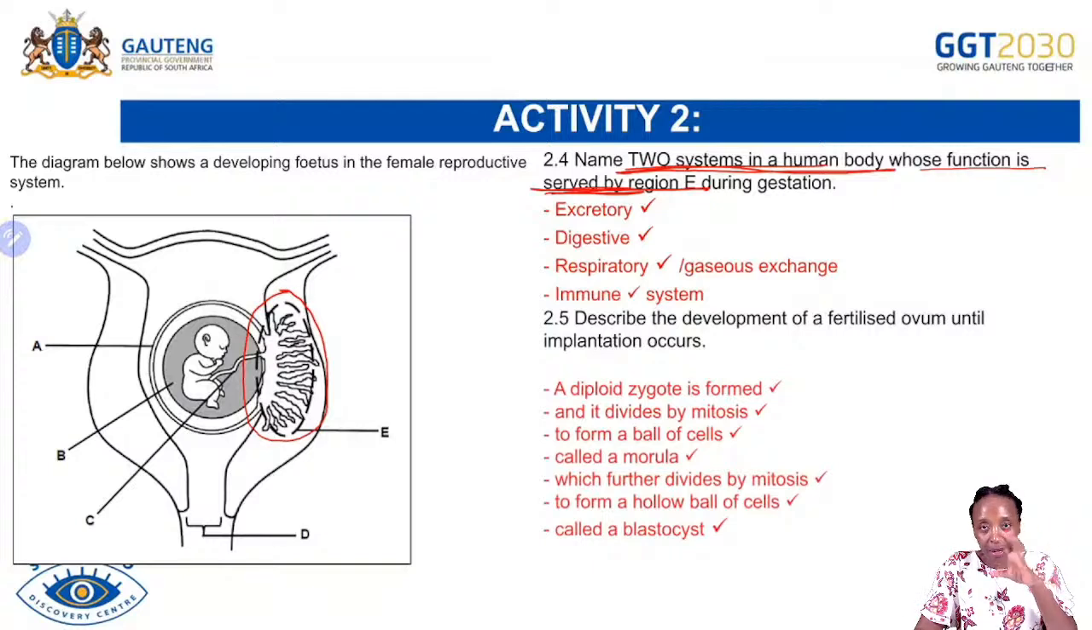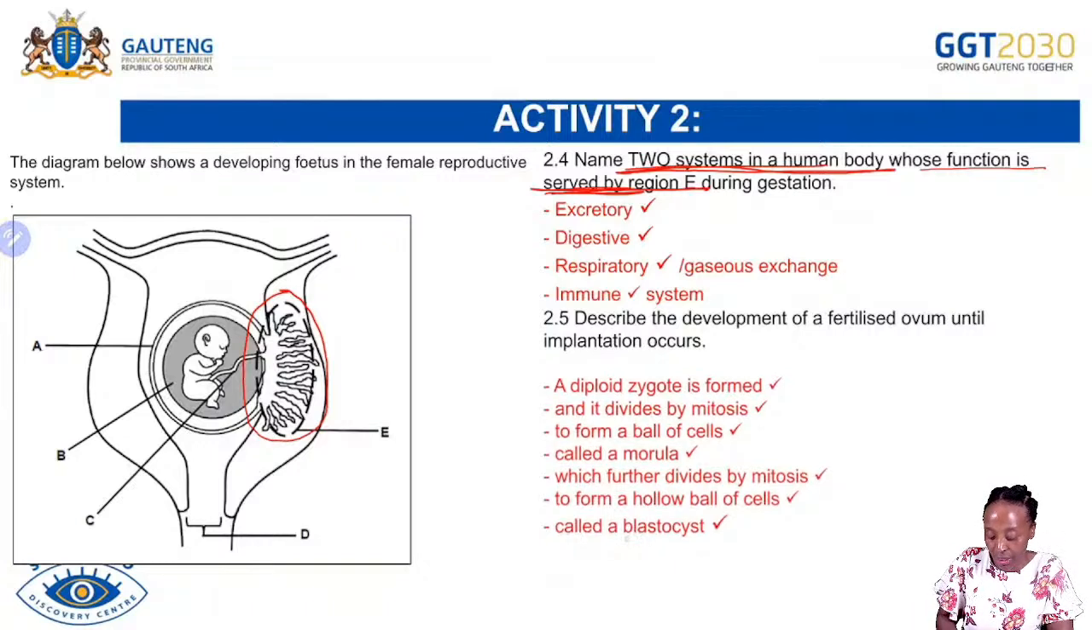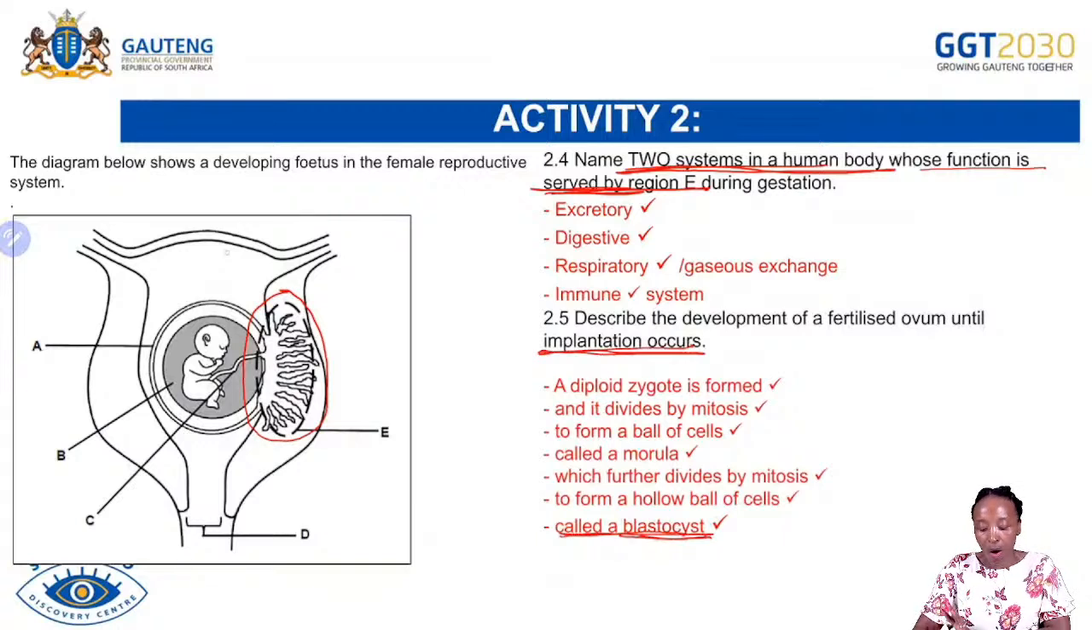And then we said that solid ball of cells continues to divide by mitosis, and then it gives rise to a hollow ball of cells, which is called what? A blastocyst. So the question said until implantation occurs. So that is why we stop at what? At blastocyst, because this is the structure that implants itself on the uterus in the female reproductive system. So that was then activity 2. I hope you are able to connect the questions with the first part of the lesson, which was the content.